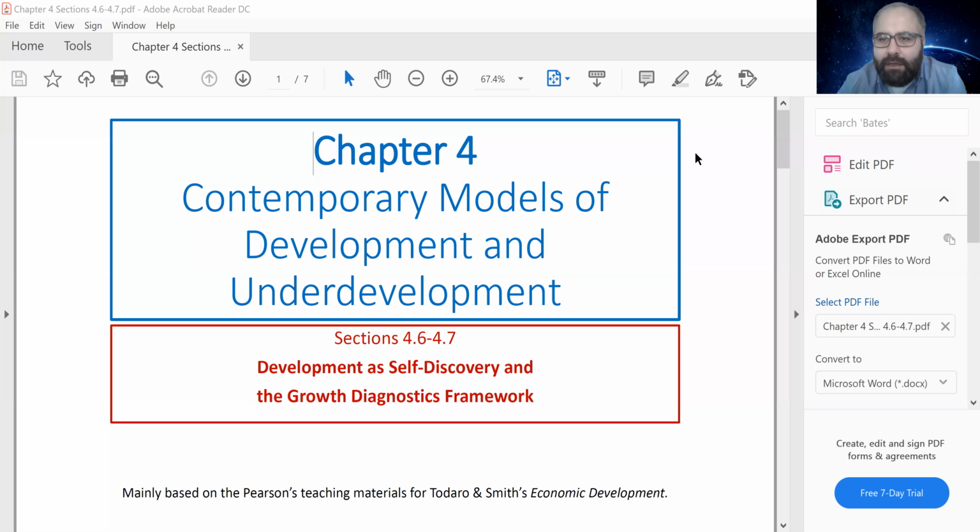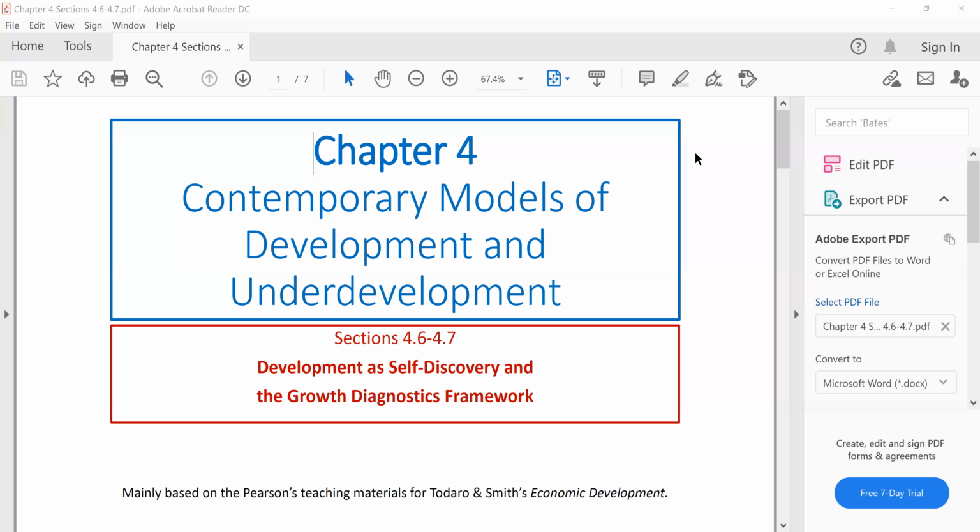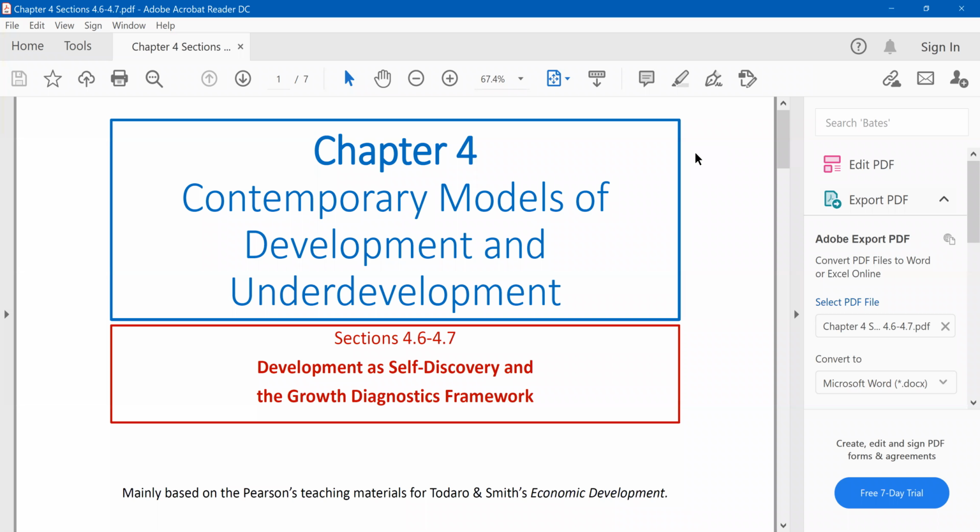And today we're going to look at two approaches. One is the issue of development as self-discovery, and the other is the growth diagnostics approach or growth diagnostics framework. So this is straight from your textbook, sections 4.6 and 4.7.